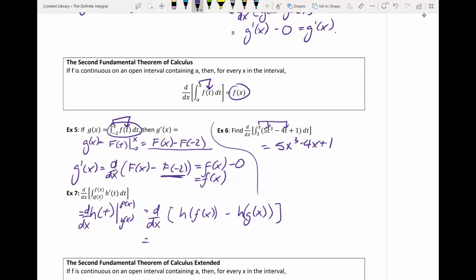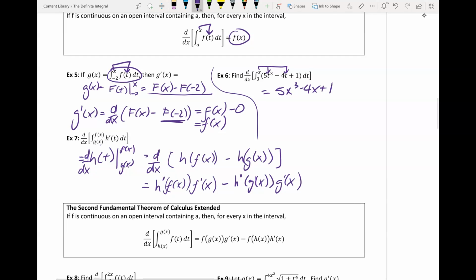Then we'll take the derivative, and this is where we're going to use our chain rule. So we take h prime, then leave the inside alone, then take the derivative of f to get f prime. Then we'll take the derivative of h again, leave the inside alone, and then take the derivative of g, which is g prime of x. So what we just found here is going to be the second fundamental theorem of calculus extended.